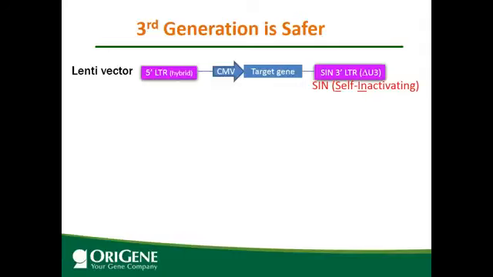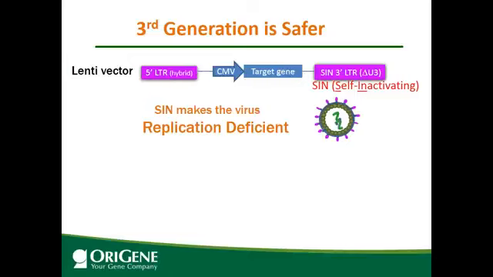The third generation is even safer. The 5' LTR is a hybrid, so there is no need for the viral transactivator TAT. The 3' LTR is a SIN LTR because it has a deletion in the U3 region. The SIN stands for self-inactivating. This deletion can be transferred to the 5' end after integrating into the host cell. So that makes the virus unable to replicate. So the deletion in the 3' LTR makes the virus replication deficient.